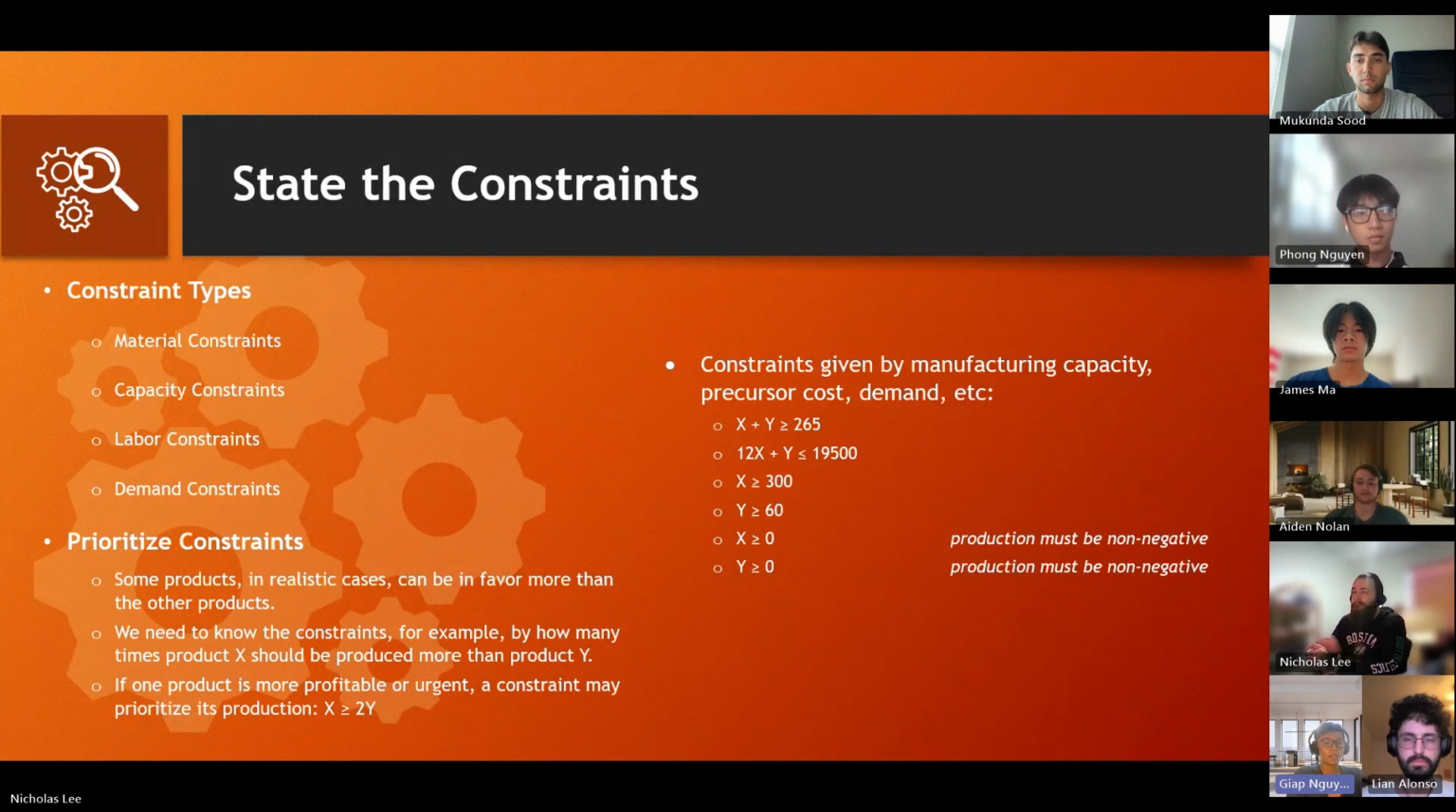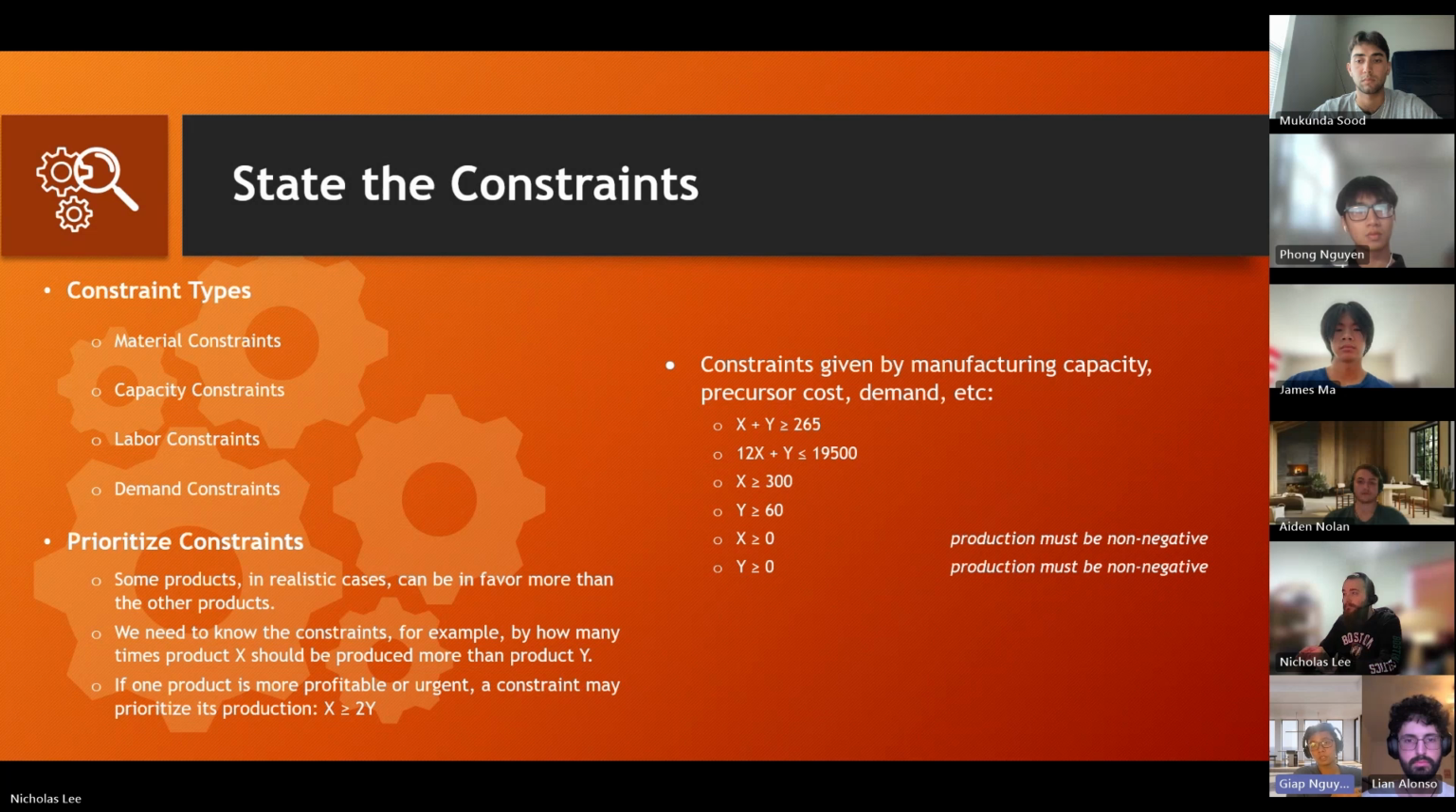We also have the on-demand constraint, which is that to satisfy a contract or market need, you might need to produce a minimum number of each product. For example, in the column on the right, we must produce a minimum of 300x and 60y.